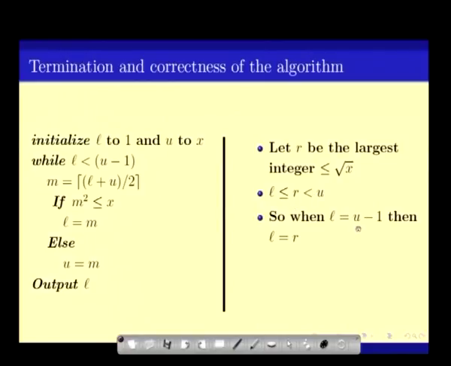And when L becomes U minus 1, in that case R must be equal to U minus 1, because R cannot be equal to U, it is strictly less than U. So, we have L equals R and we output the L. So, this also proves the termination as well as the correctness of this algorithm.